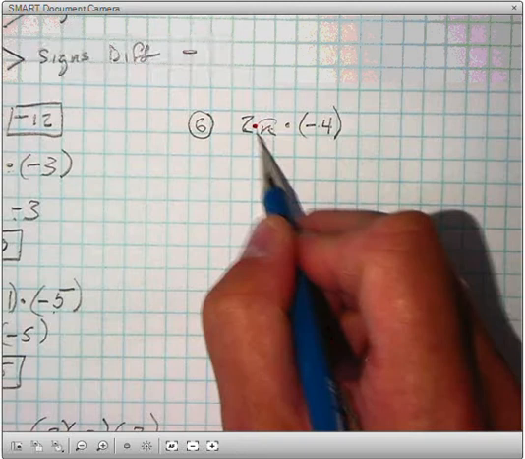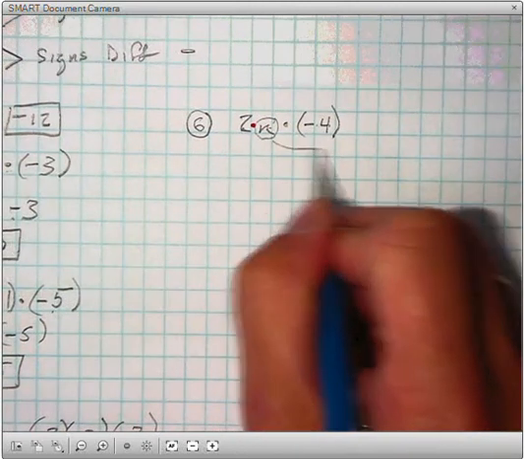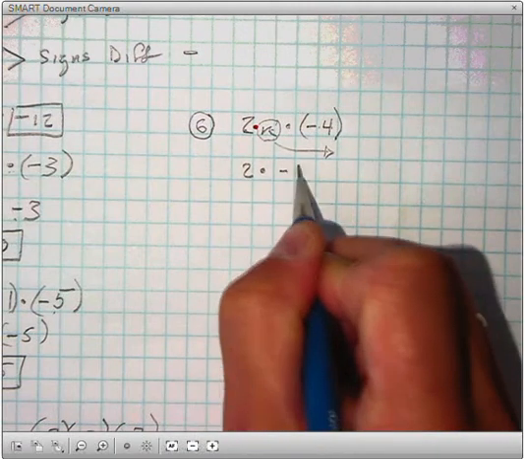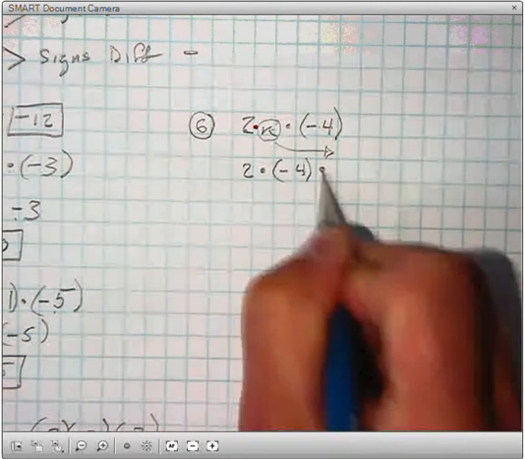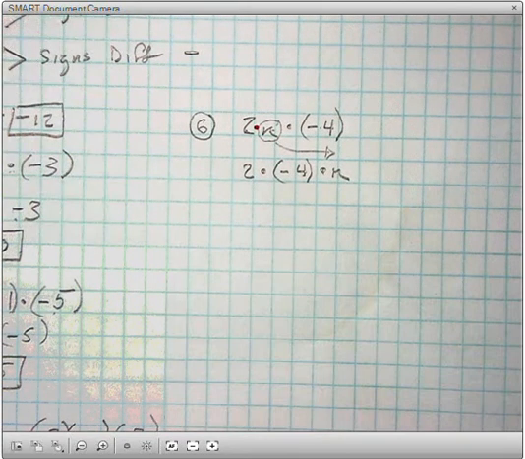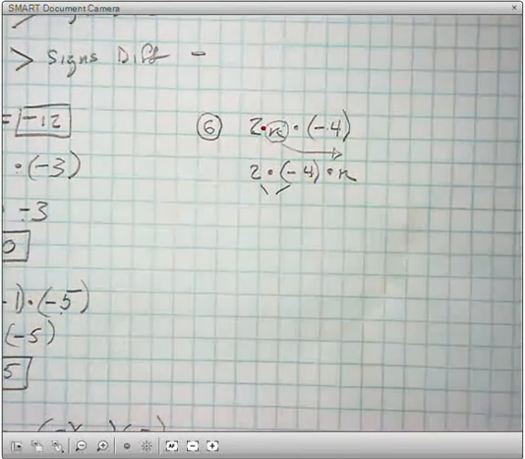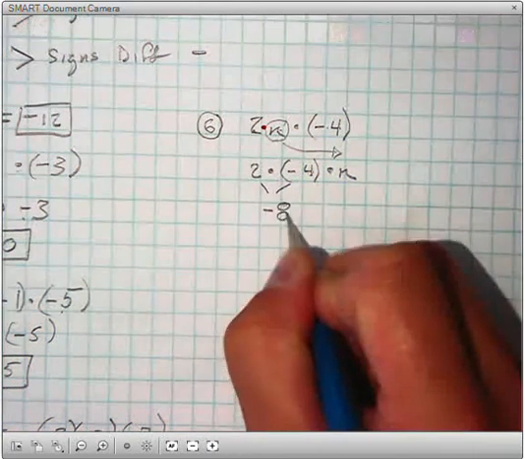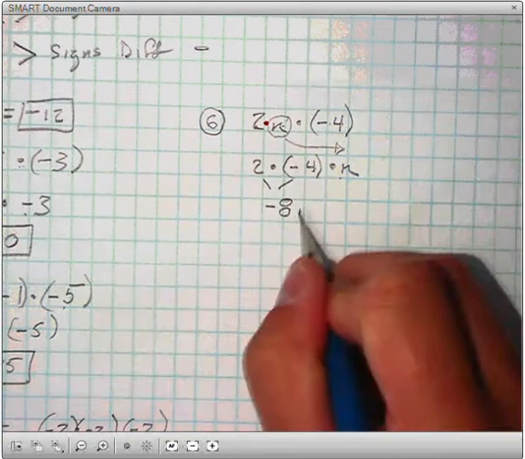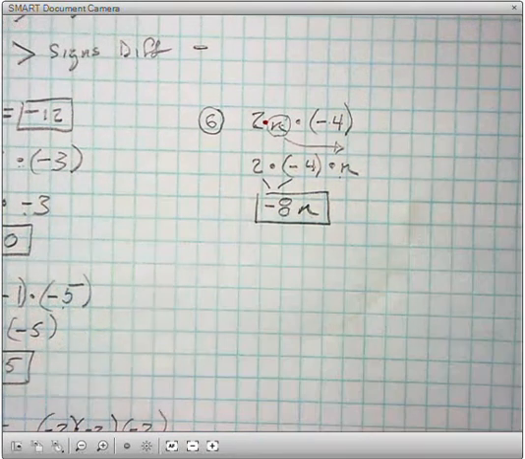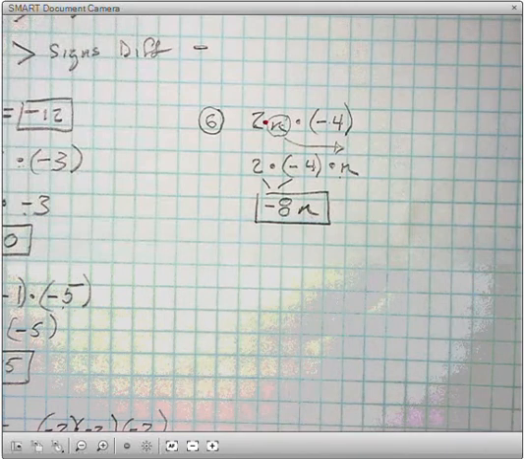Since I don't know what the value of n is, I'm going to set it off to the side and set it at the end. So I'm going to do 2 times -4 times n. All I did was rewrite the problem in a different order. But remember, order doesn't matter when they're all multiplied together. Now I can actually multiply those together. +2 times a -4 gives me -8. I still don't know what the value of n is, so I just leave it as an n. There's your answer.